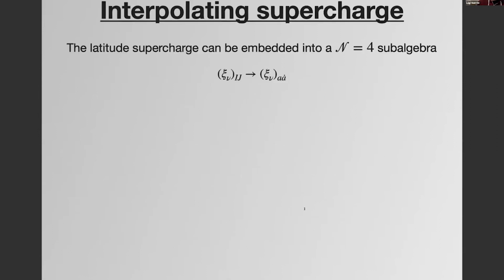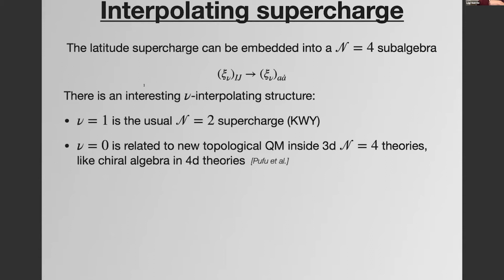Now one can ask how we can compare our result with the known localization scheme. The first observation is that our supercharge can be embedded into an N=4 subalgebra. In this way, we understand that for nu equals 1, we recover the usual N=2 structure of Kapustin-Willett-Yaakov, but also for nu equals 0, we find that our supercharge coincides with the one used by Pufu and collaborators to study the topological quantum mechanics defined for N=4 theories.